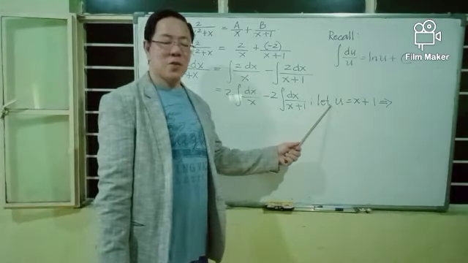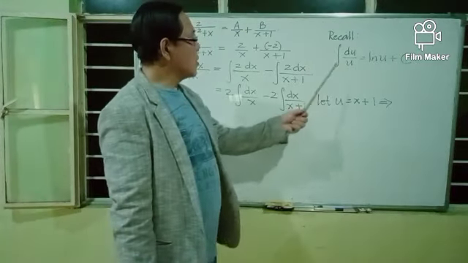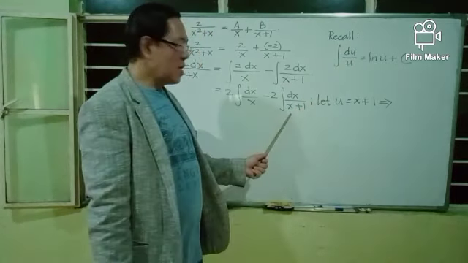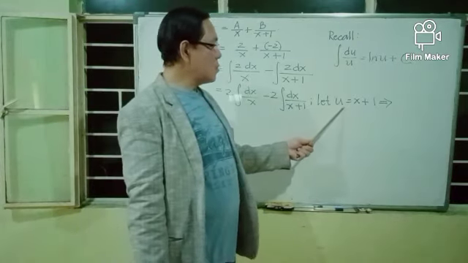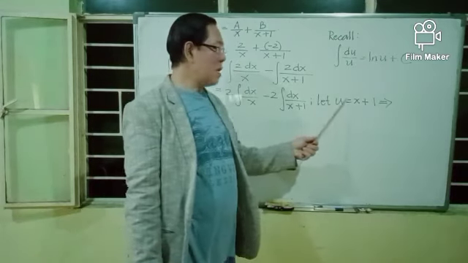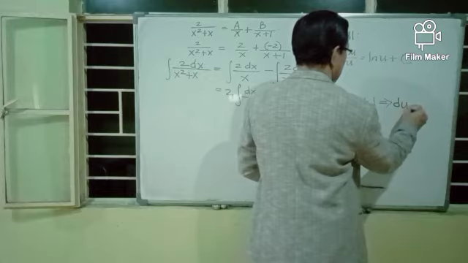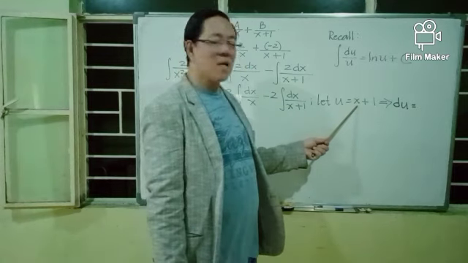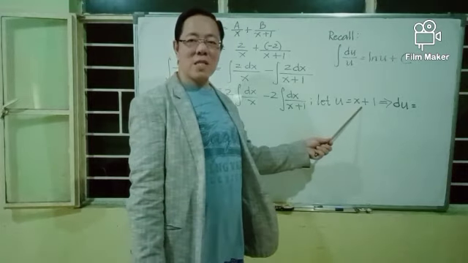The purpose of this substitution u equals x plus 1 is to reduce this integral into this form, where you have in the denominator a variable u with exponent 1 and coefficient 1. But here in this integral, there is a constant term 1. So we make use of the substitution u equals x plus 1. If u equals x plus 1, differentiating both sides, the left-hand side with respect to u, we get du. And the derivative of the right-hand side, the derivative of x is 1 times dx, derivative of 1 is 0. Hence, the derivative of x plus 1 is dx.